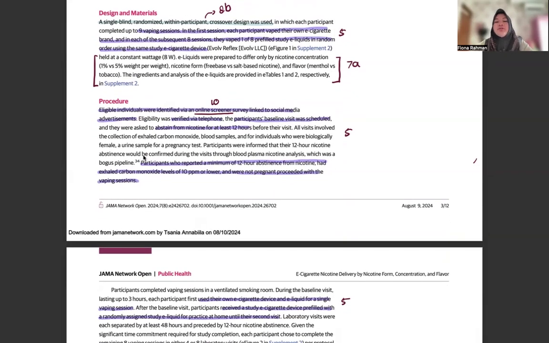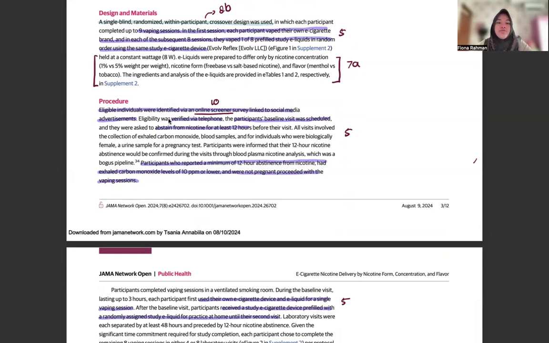Okay, let's move to the procedure. In this procedure, I find who generated the randomized allocation. It used an online screener. And it also contained the intervention for each group with sufficient detail.